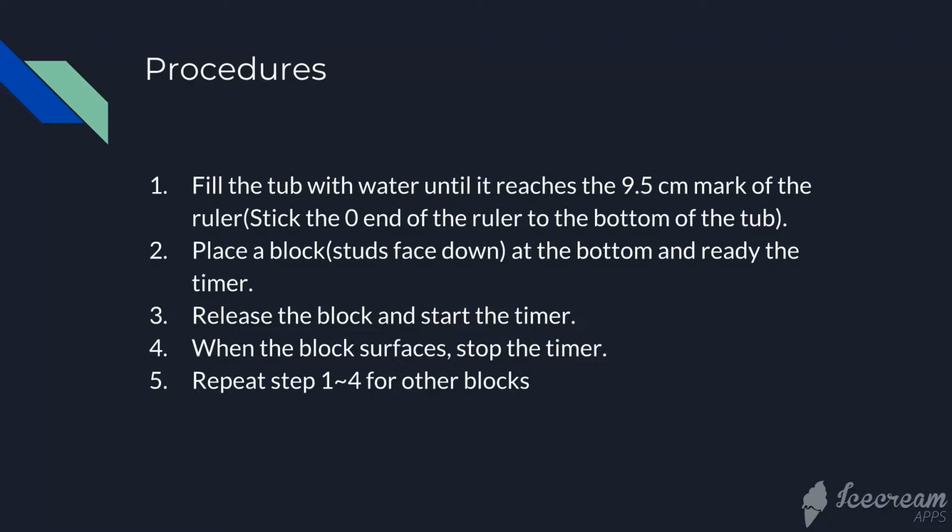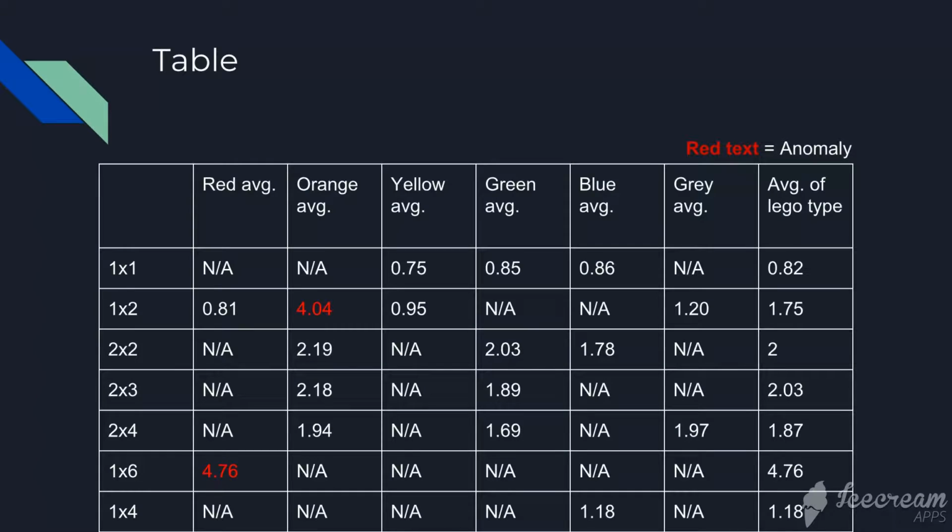The procedures are listed here, and you can read them yourself. Here is the table of data we have, and the red text stands for anomalies that we have recorded. In both cases of the anomalies, the block sank despite various trials. Also, the blocks that sank are given a time of 10 seconds.